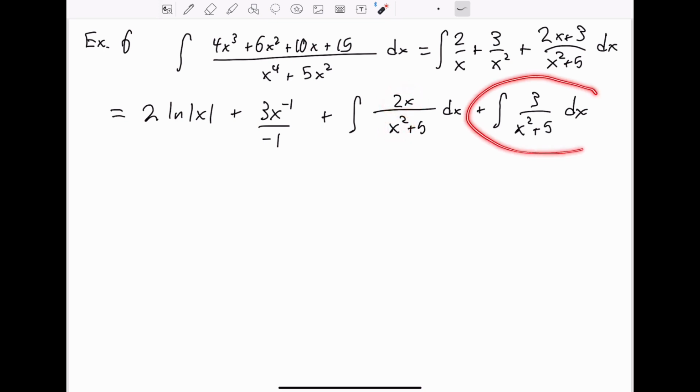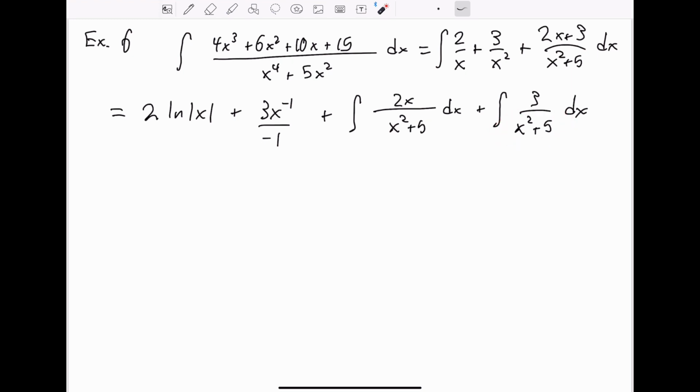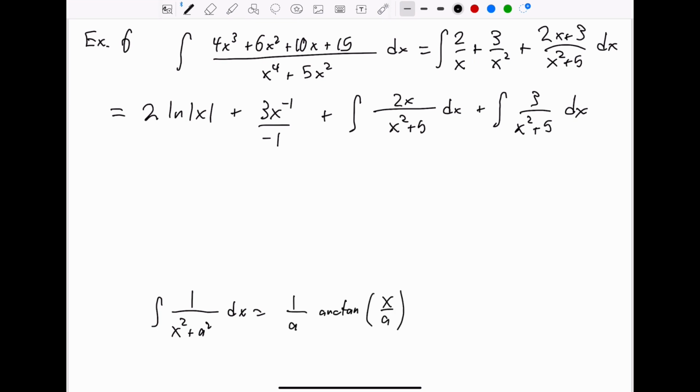But what about this integral here? We have 3 divided by x squared plus 5. It might look tempting to use a u substitution again, but u substitution will not work here. To solve this last integral, we need the special arctangent identity that we wrote on the front page of the handout. Here it is again. If we have the antiderivative of 1 over x squared plus a squared, this is 1 over a times the arctangent of x over a. All right, so let's continue on.